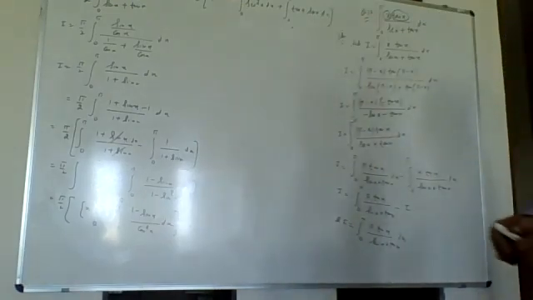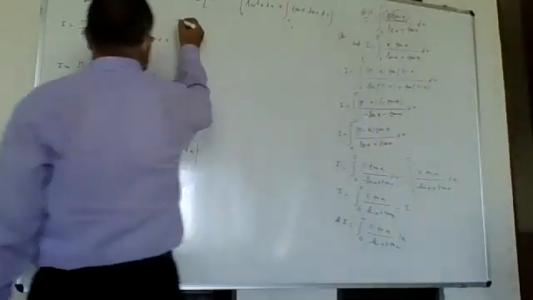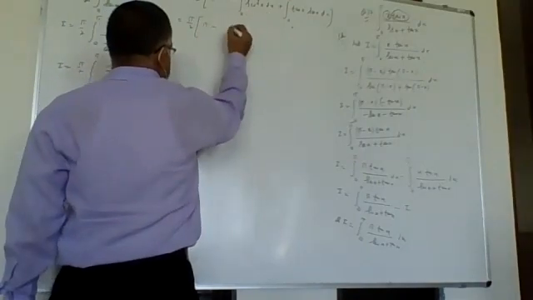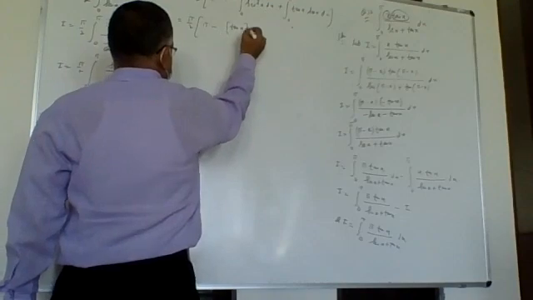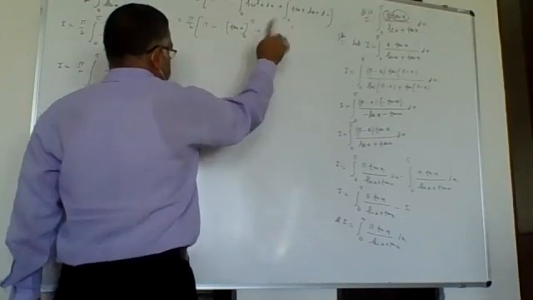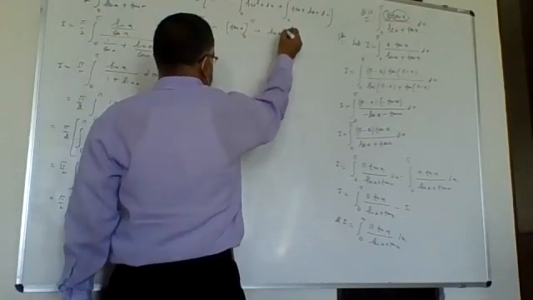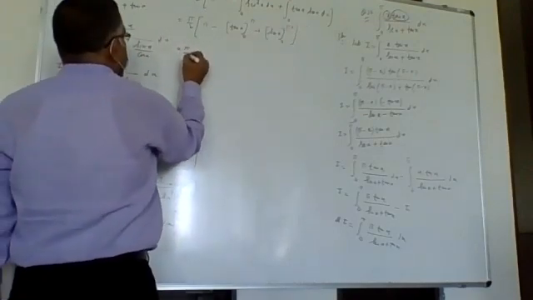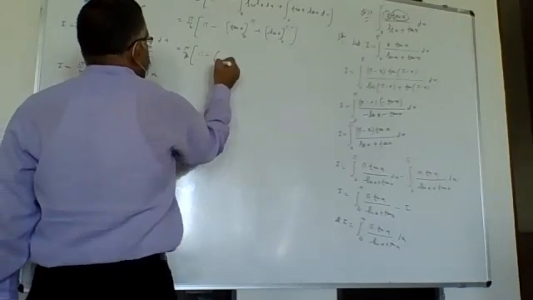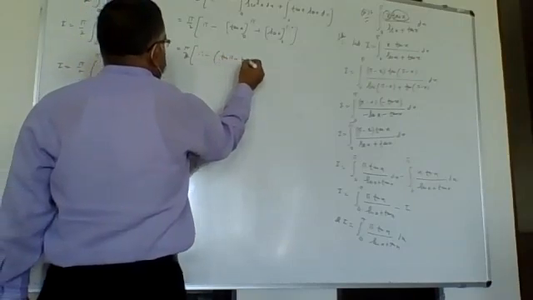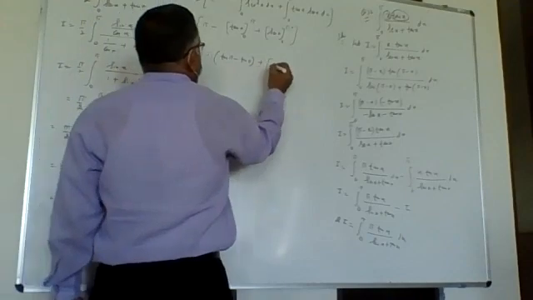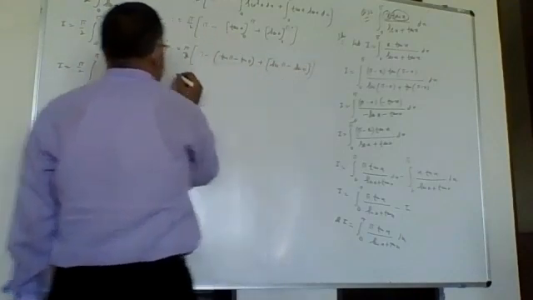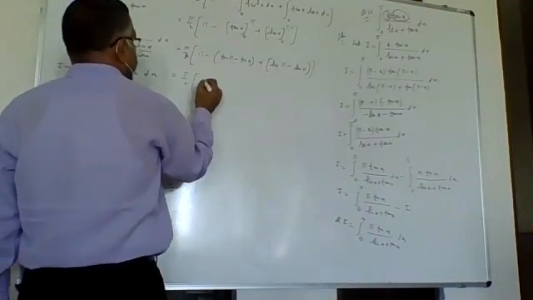So which is π/2 minus tan x from 0 to π/2, plus secant x from 0 to π/2. So this is π/2 minus tan π/2 minus tan 0, plus secant π/2 minus secant 0.